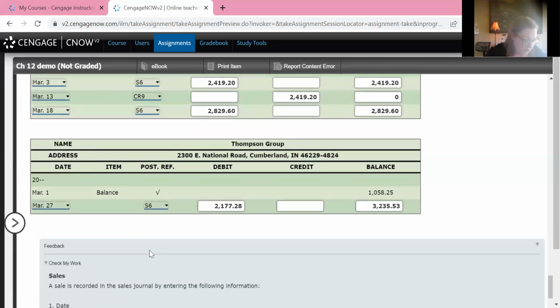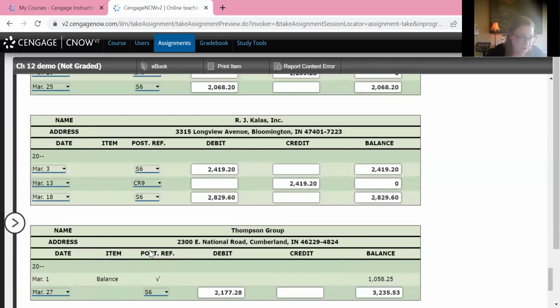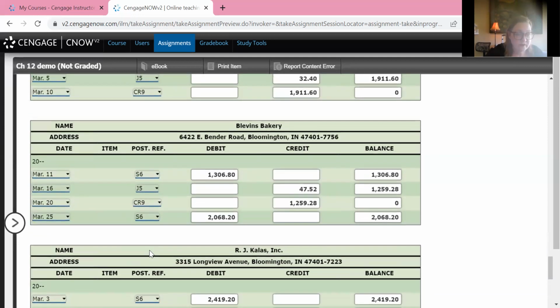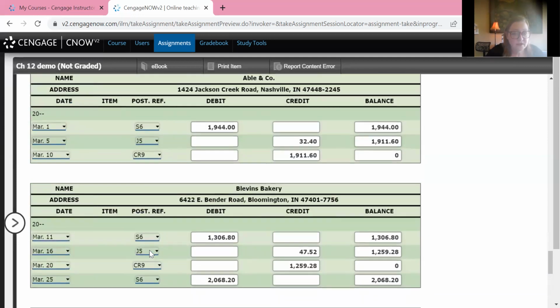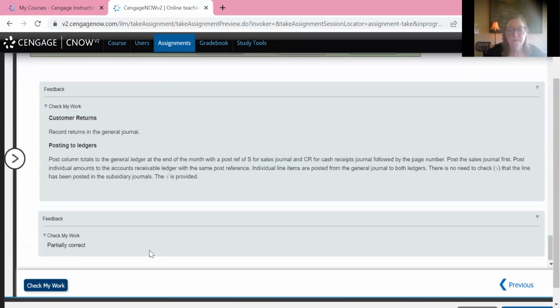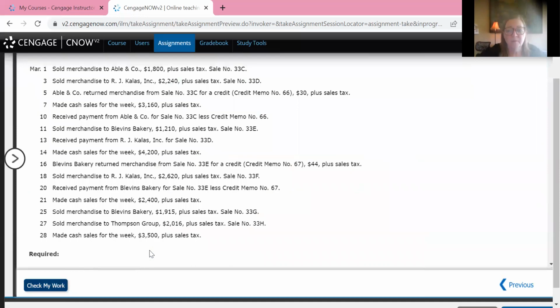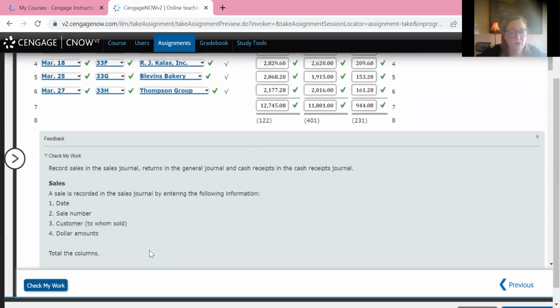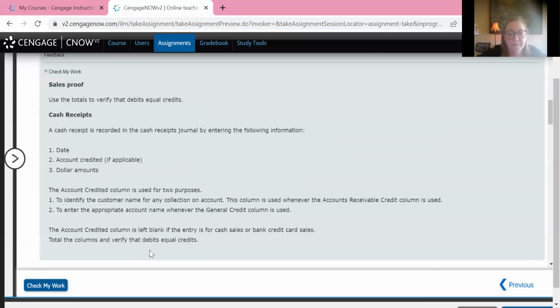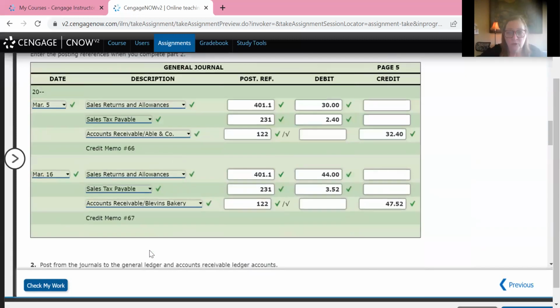Okay, and then let me just double check my dates here. 18, 16, 20, and 25. First, 5th, and 10th. Okay, it's good. I'm ready to check my work. Let's see. I hope it's going to be nice to me. Okay, let's go to the very top. Make sure I got check marks galore. Looks good. Yep. All the journals, total green.